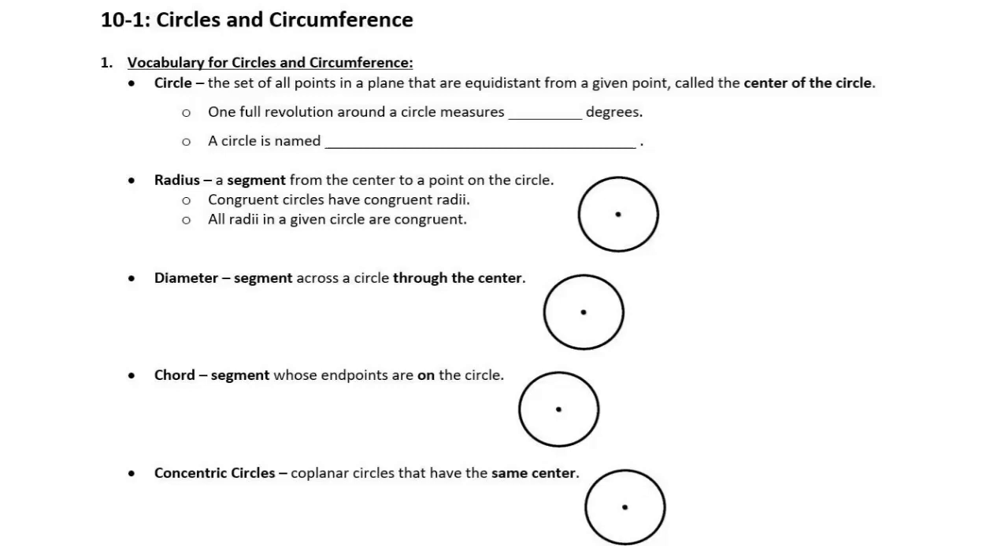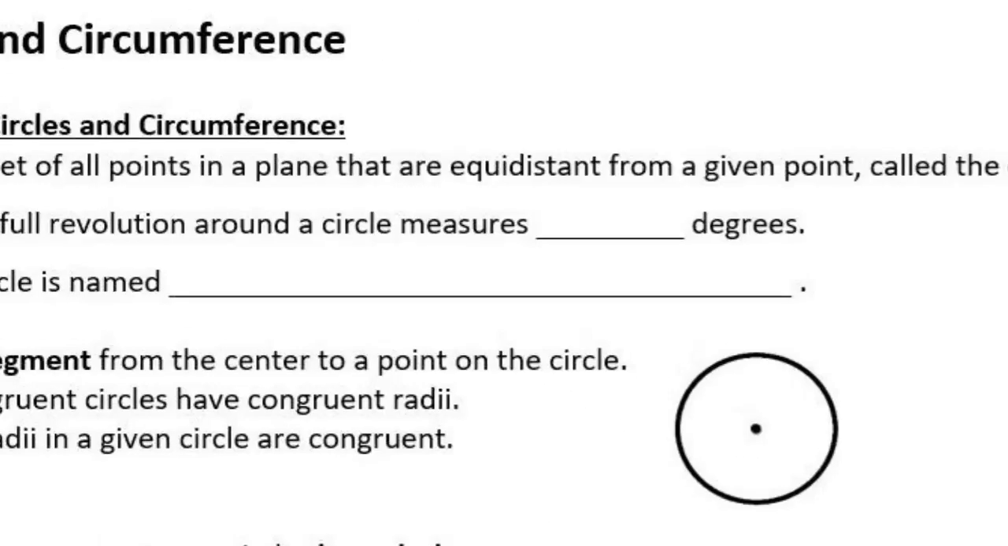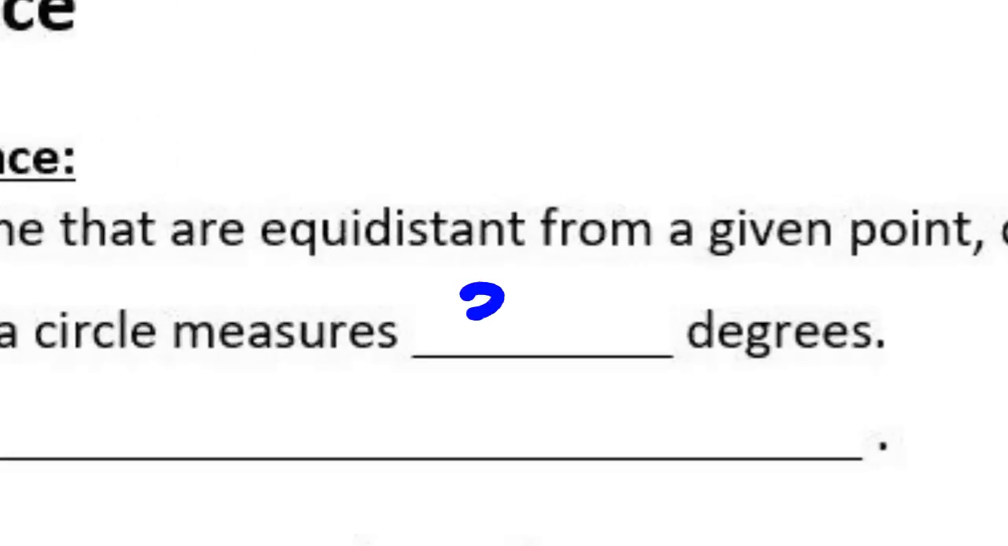We're going to try to keep it mostly along the lines of things that should feel familiar and then building on those particular ideas. So a circle is the set of all points in a plane that are equidistant from a given point. What does equidistant mean? Equal distance, same distance. So you pick a point, and then you go the same distance away in every single possible direction from that center point. And that is what defines a circle. One full revolution of a circle measures 360 degrees.